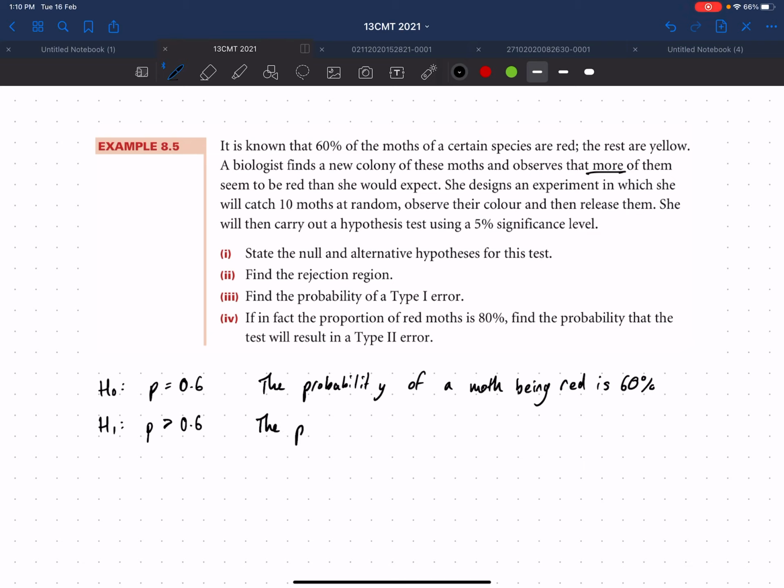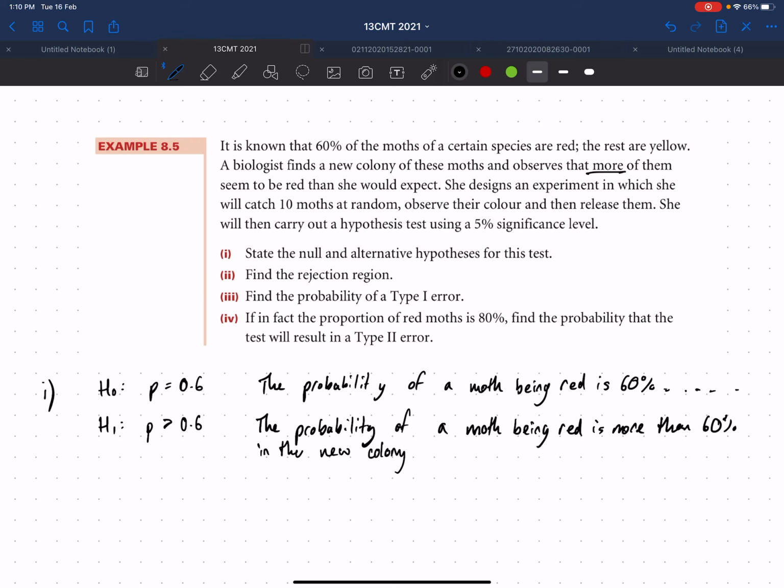So the probability of a moth being red is more than 60%. That's in this new colony anyway. In the new colony. Same as above, so in the new colony would go up here, because you're not talking about all of this kind of moths, you're just talking about this specific group of this kind of moth. Okay, so that's part 1.